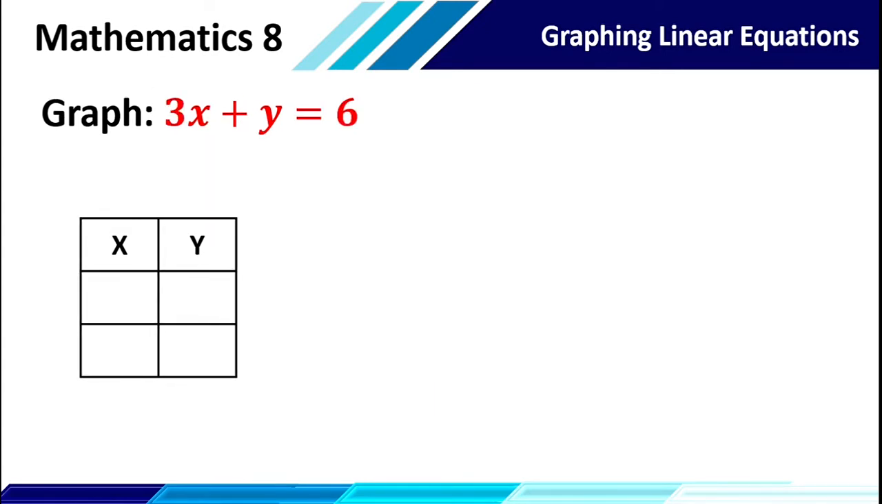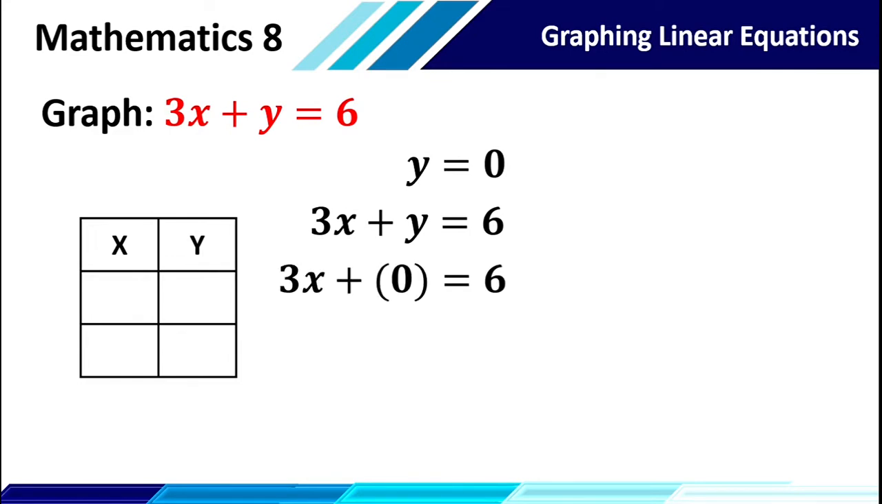Our second example is graph 3x plus y is equal to 6. Again, let's locate our x-intercept by letting the value of y be equal to 0. Copy our equation and substitute 0 for y, so we will have 3x plus 0 is equal to 6. To simplify this one, we will have 3x is equal to 6. To get the value of x, we need to divide both sides by 3, so we will have x is equal to 2. Therefore, our x-intercept would be (2, 0).